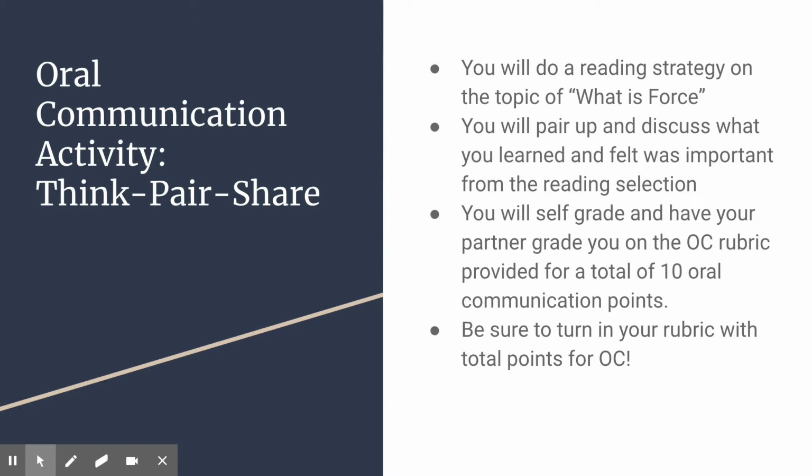Now, as mentioned in the entry event, we are going to do various oral communication activities like this for oral communication points, since there will not be a presentation at the end. Today, you're going to be using the oral communication rubric given to you by your teacher. And at the end of the Think, Pair, Share, you will self-grade on how you felt you did in today's oral communication activity and have your partner grade you as well on the same rubric. You'll get a total of 10 oral communication points. Make sure you turn in your rubric and total your points for oral communication today.